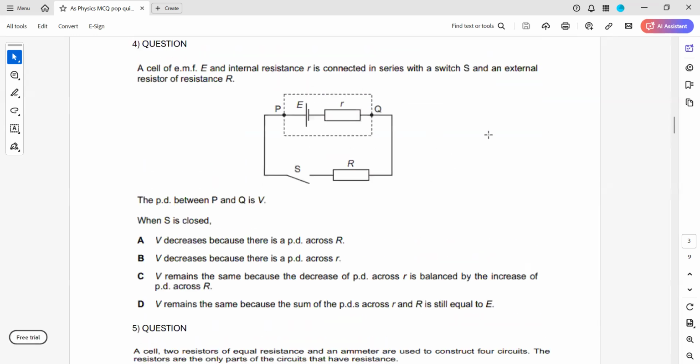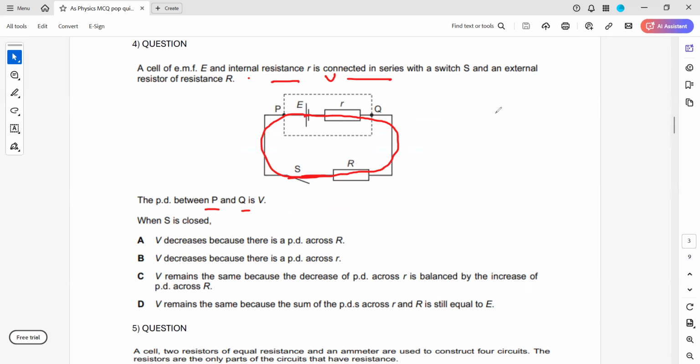Question 4. A cell of EMF and internal resistance R is connected in series with a switch S and an external resistor R. The potential between P and Q is V. So the external voltage is V here. When we close switch S, the current starts to flow. As the current starts to flow, what will happen?